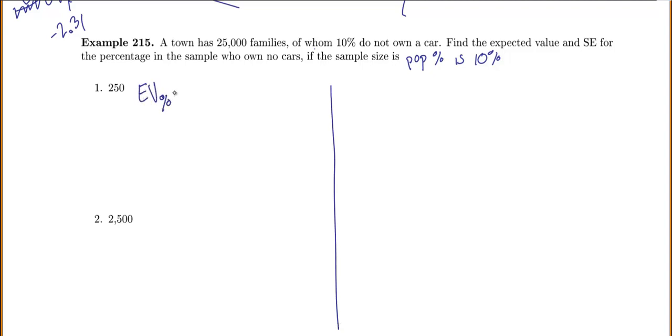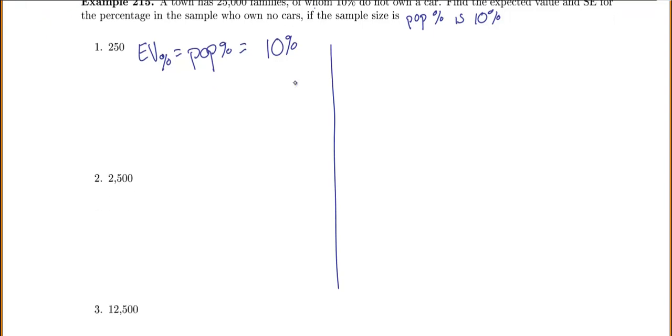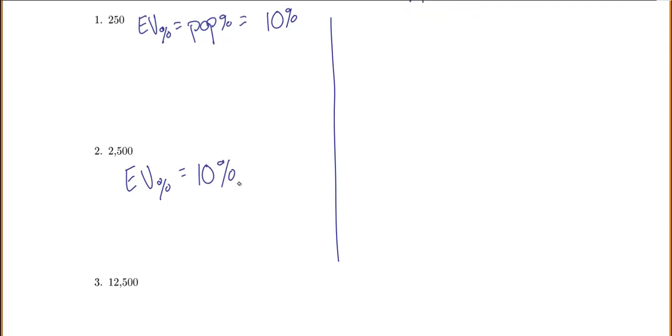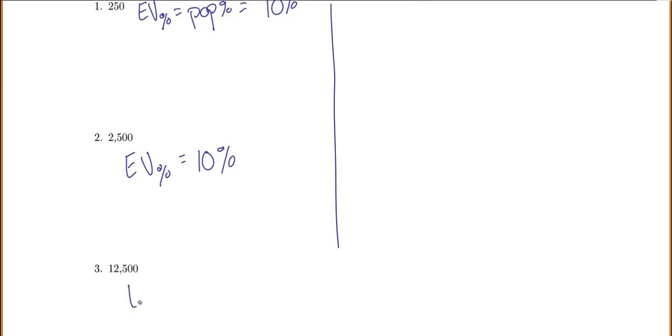So expected value of the percentage is the population percentage, which equals 10%. Maybe let's do all the expected values first. Okay, and my next one, the expected value is just equal to the population percentage, which would be 10%. So notice that no matter how big my sample size is, I'm expecting to get about 10%. And the expected value for 1250 is about 10%.